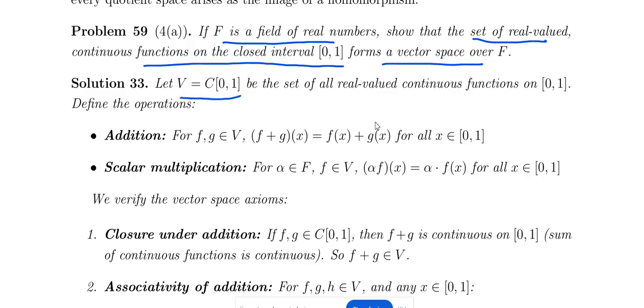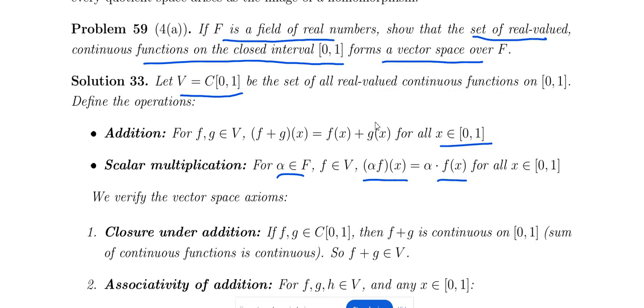So V equal to C of 0, 1, the set of real valued continuous functions on 0, 1. Define the addition: f plus g of x equal to f of x plus g of x for every x belongs to 0, 1. Earlier we saw the example generally on a, b. Here, alpha belongs to F, scalar multiplication is defined as alpha f of x equal to alpha times f of x, x belongs to 0, 1.